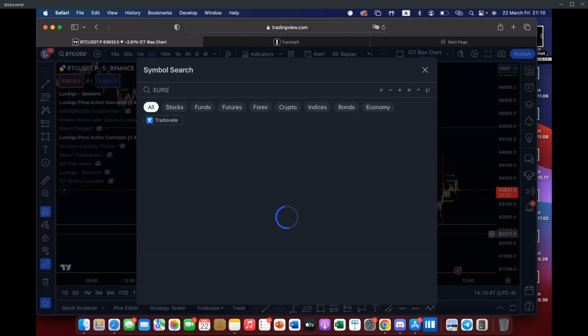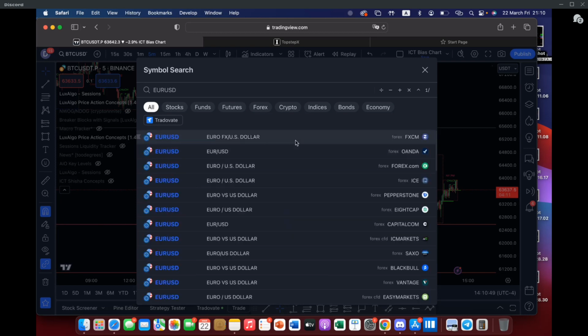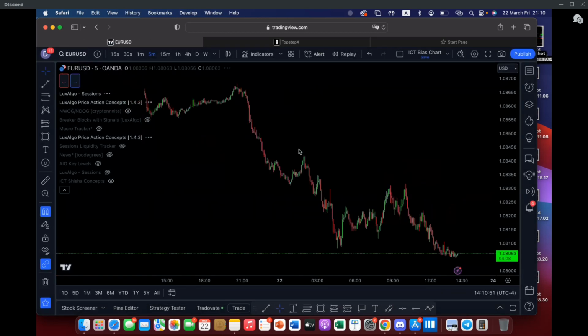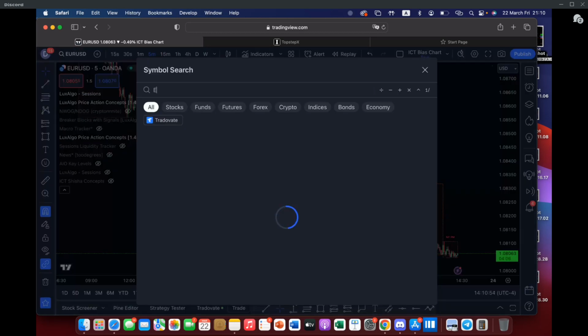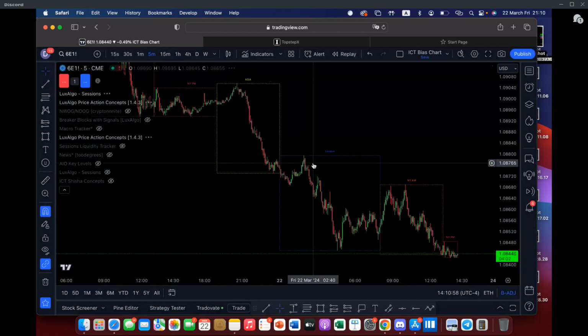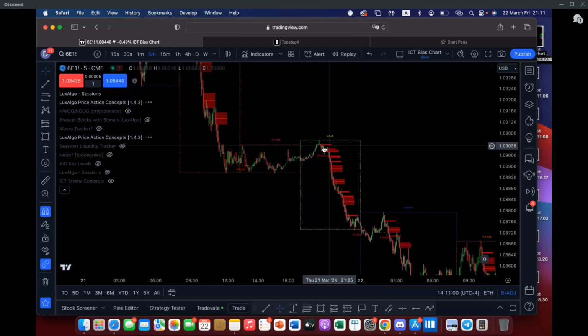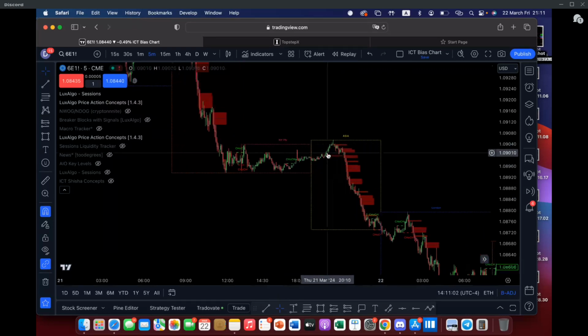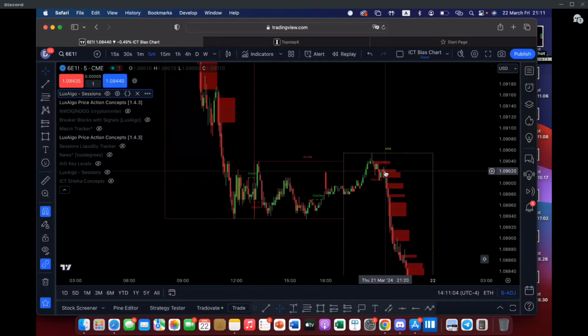EUR/USD for Forex. This is futures. So Asia, previous session high swept, CHoCH, FVG. You entered exactly at this FVG right there. It's printed out for you already. And boom.